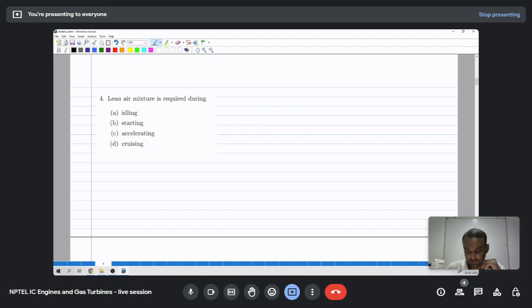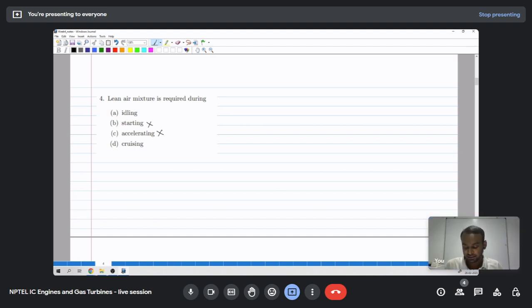Okay, idling, sir. Idling. How do you say idling? Sir, because while starting the engine, we don't need a lean mixture. We need a rich mixture. Yes, while starting the engine. So then the starting option will not work. Correct. And also I think accelerating also. Yes. And sir, yes, sir. Okay. So based on the other two, you chose idling.